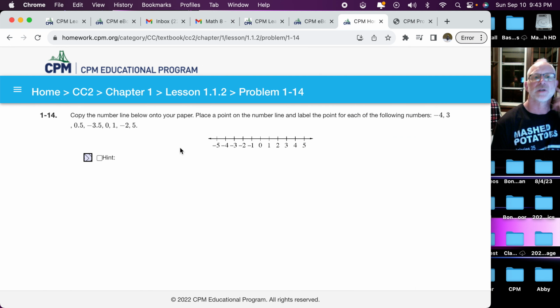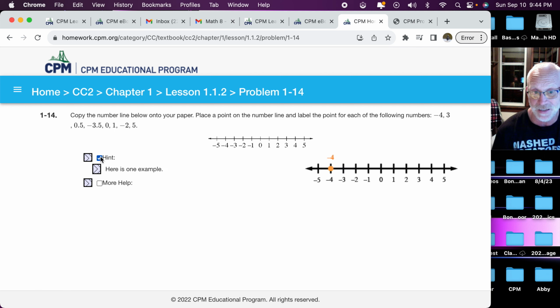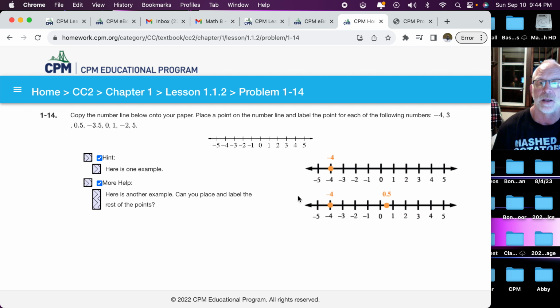Copy the number line below onto your paper, and then place a point on the number line and label that point. So where would 0.5 go? Where would negative 3.5 go? Where would 0 go? Where would 1 go? Where would negative 2.5 go? Need a hint? Here are some examples. More help? Here's another example. Okay, that might get you started.